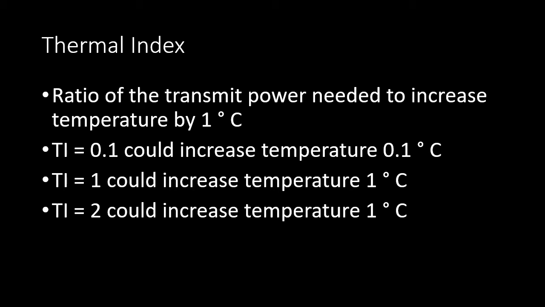So if your thermal index says 0.1, that means the power of your ultrasound beam has the potential to increase the temperature within the tissue by 0.1 degrees Celsius. Whereas a thermal index of 2, which would be a very high thermal index, could increase the temperature of the tissue by up to 2 degrees.